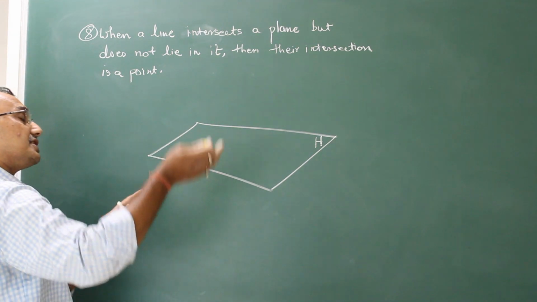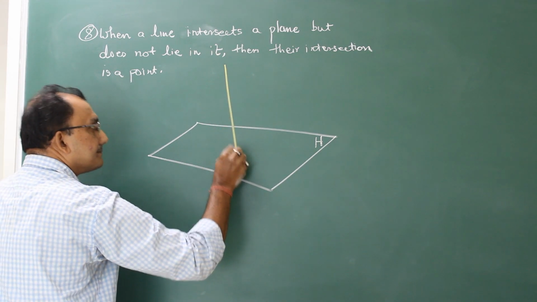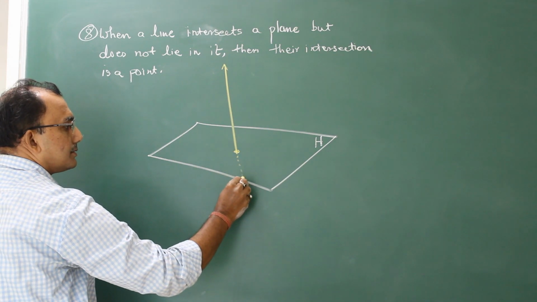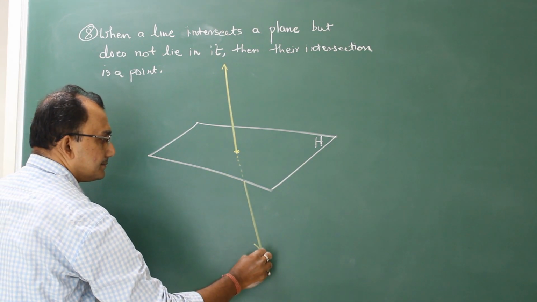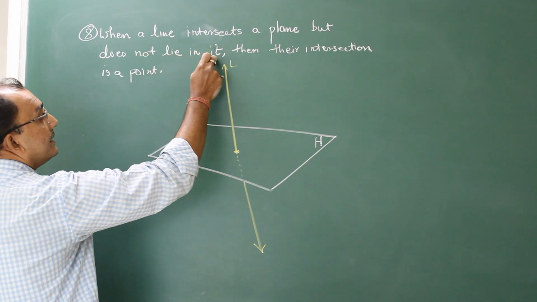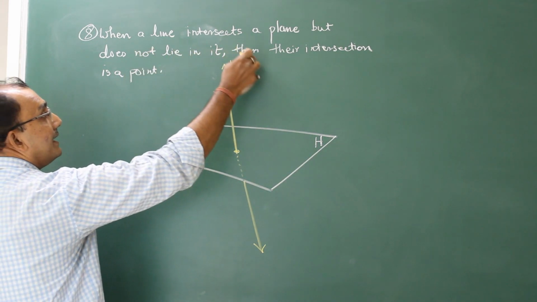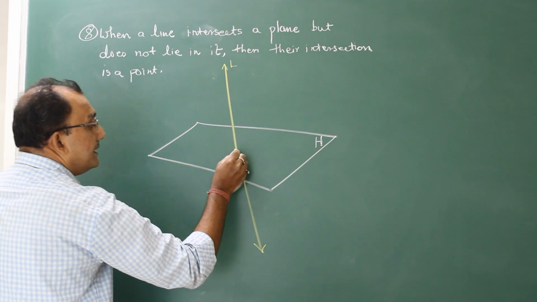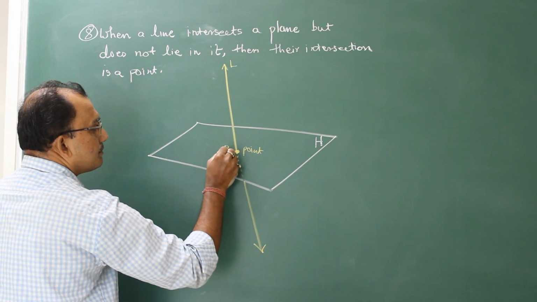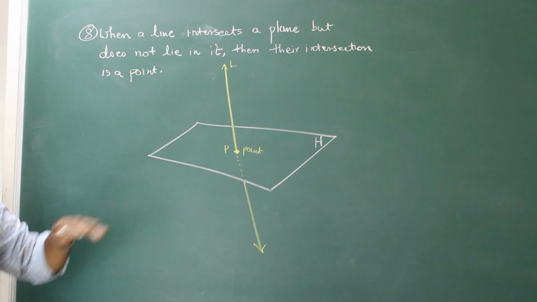Imagine there is a line which comes from space. It intersects, enters and comes out from behind. This is my line L. This is the line which does not lie in it. When a plane and a line which does not lie in it intersect, the intersection gives rise to a point. Suppose point P. This is what this axiom tells.